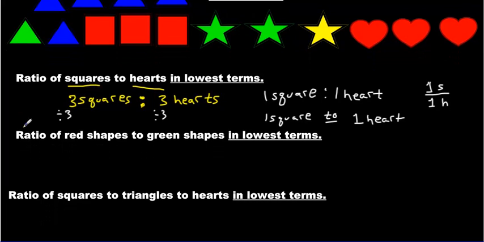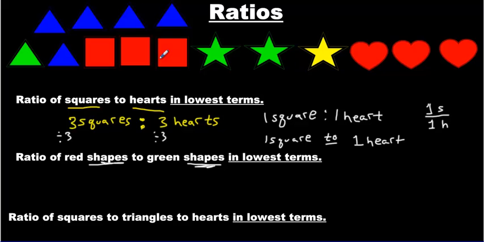Number 2, we want the ratio of red shapes to green shapes in lowest terms. So let's count the red shapes. We have 1, 2, 3. We have 6 red shapes. So let's write it as a fraction this time. We'll write 6 red on top of how many green?